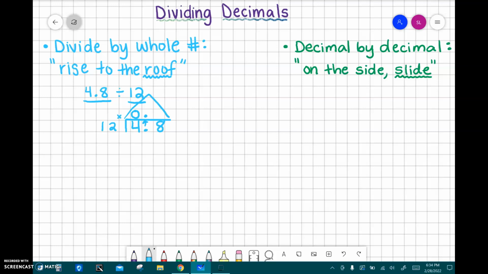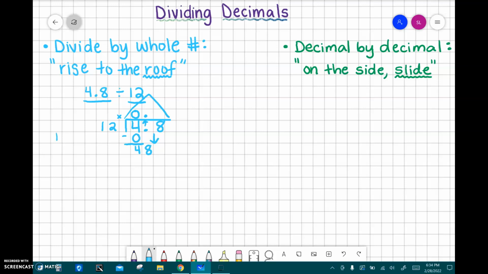12 times 0 gives us 0. We are going to divide like normal and subtract. 4 minus 0 is 4. Our next number, we're moving down. Can 12 go into 48?